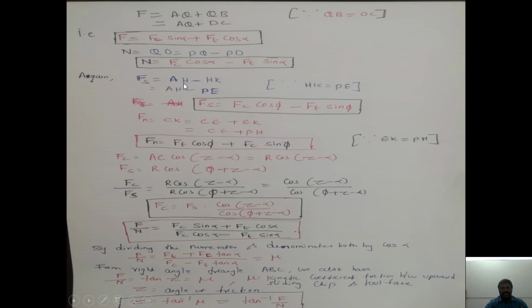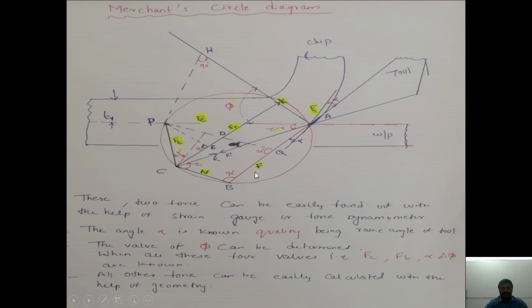Here Fs is equal to AH minus HK, that is AH minus FP. HK is also equal to FP. So Fs is equal to Fc cos φ minus Ft sin φ.